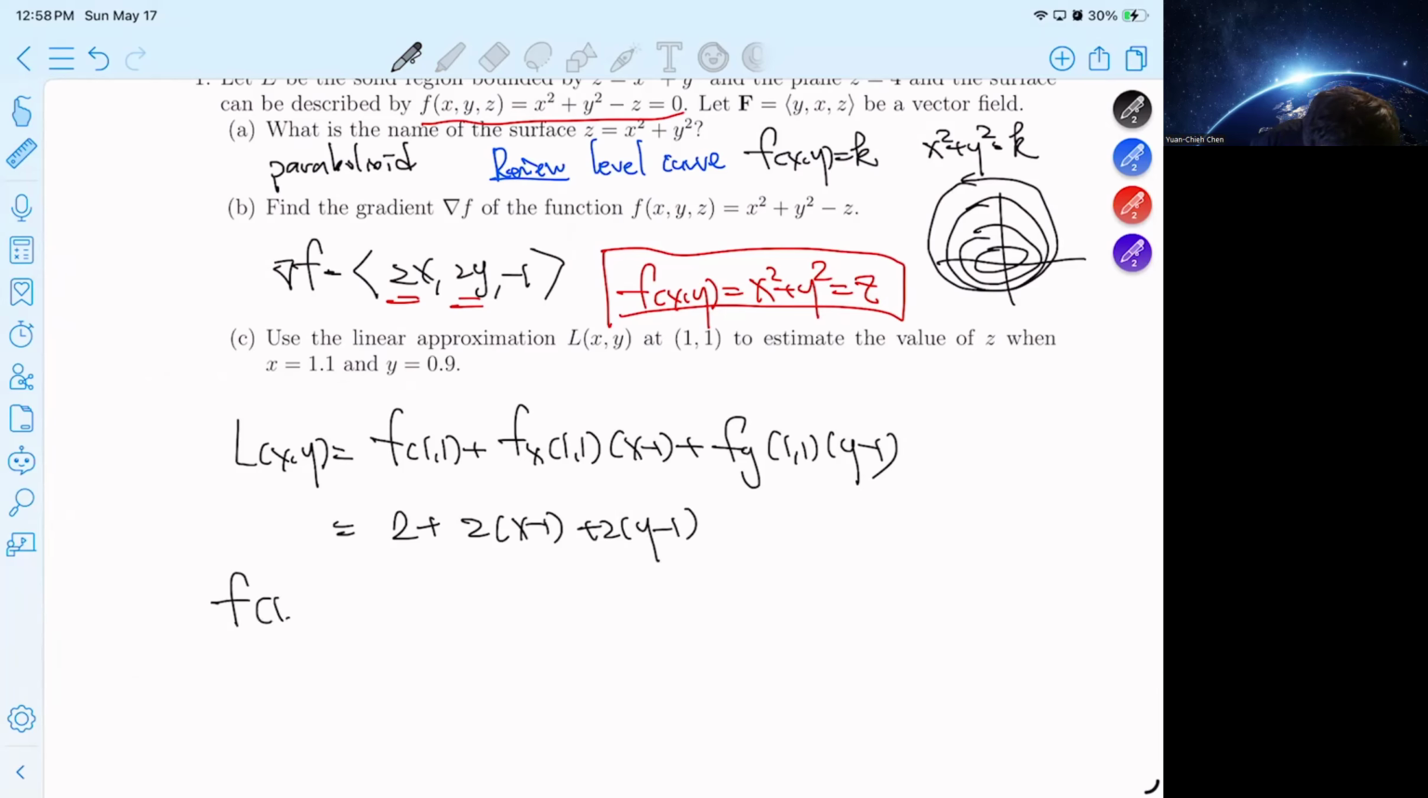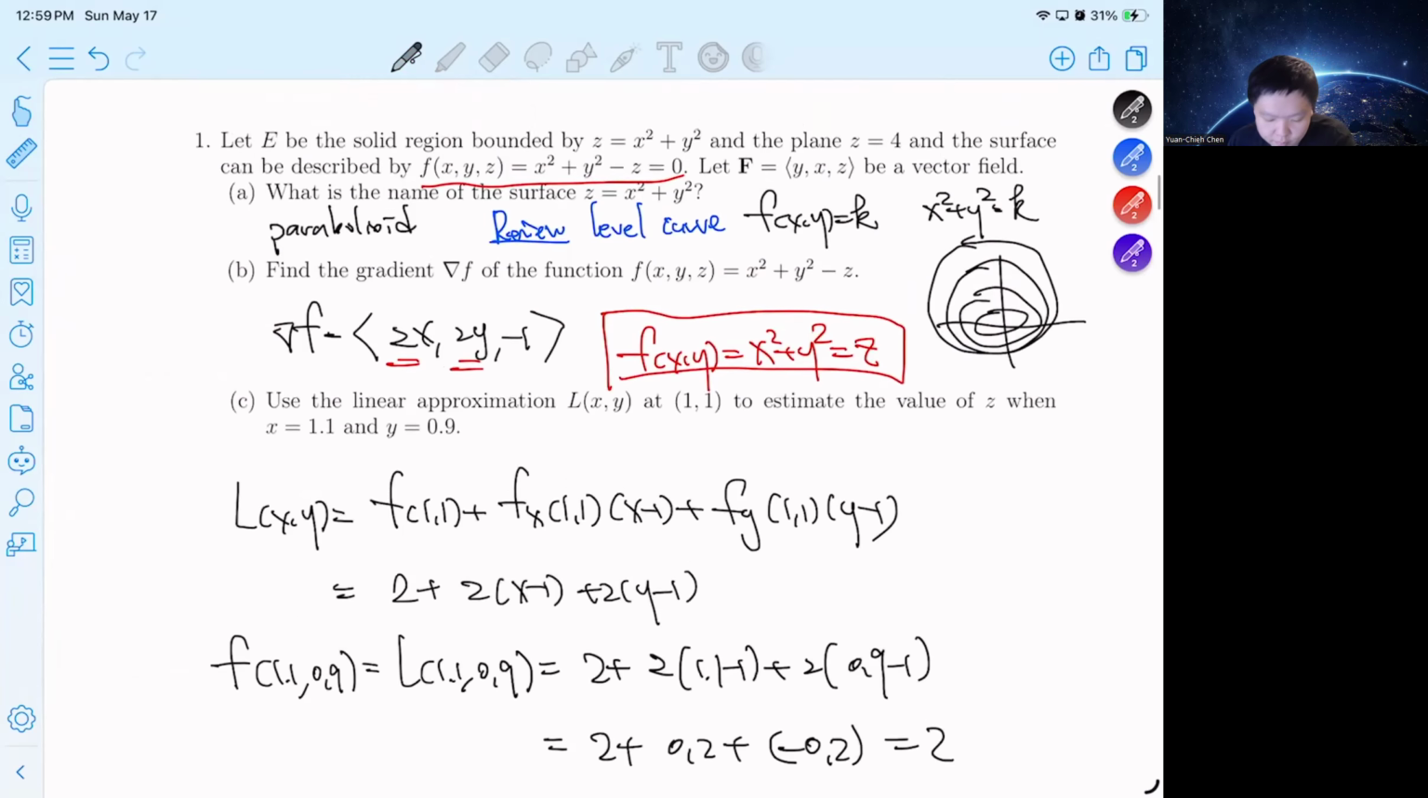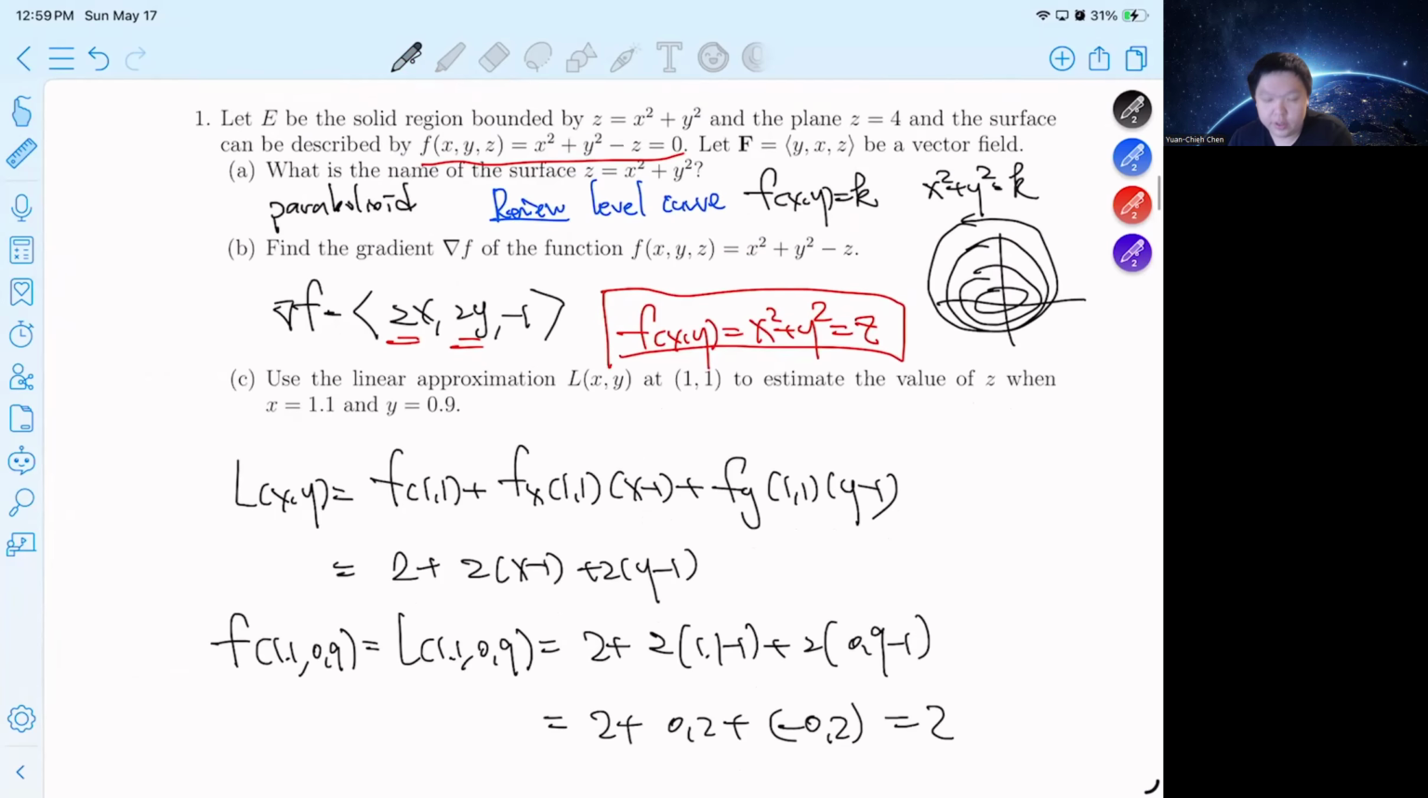So f(1.1, 0.9), which is really close to this point, is approximated by L(1.1, 0.9). It'll be 2 plus 2(1.1 minus 1) plus 2(0.9 minus 1). So it'll be 2 plus 0.2 plus negative 0.2, so it is still 2. It is an approximate value. So we use this method and we get 2. Even though its actual value is not 2, we know it's close enough. Okay, so this is gradient calculation, linear approximation, and section 1.6, the quadratic surfaces.